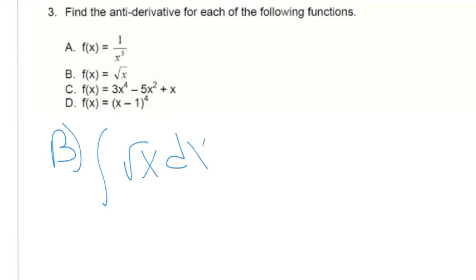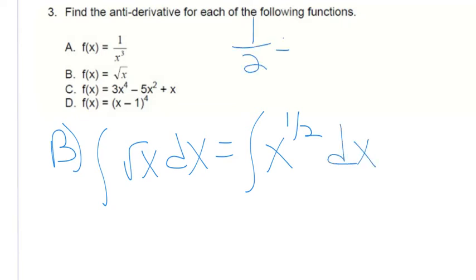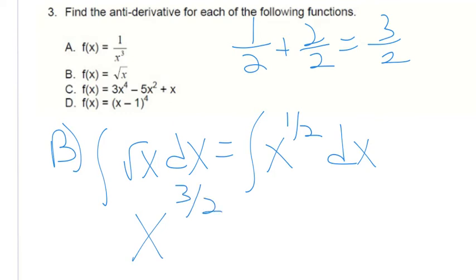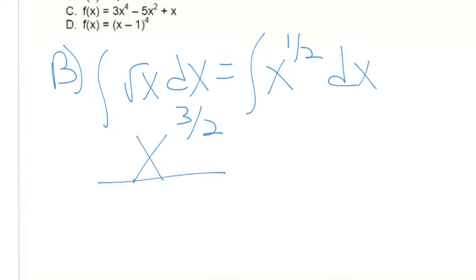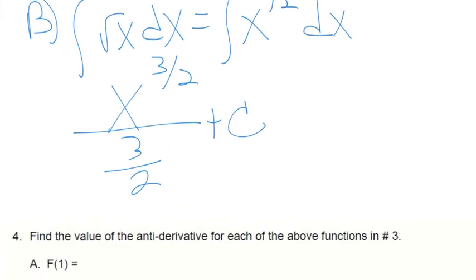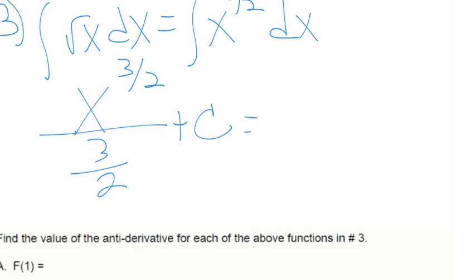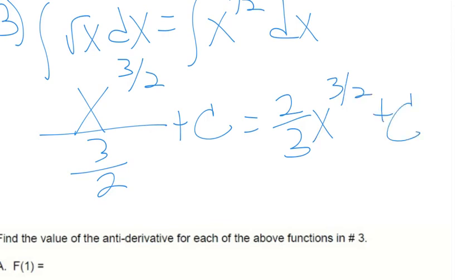So we can do the same thing for b. I first have to change that 1/2 into an exponent, and then I can do the power rule. So 1/2 plus 1 is 3/2. That will be my new exponent, divided by 3/2. But we don't like dividing by a fraction. So it's the same to multiply by the reciprocal, and that is my simplified answer.